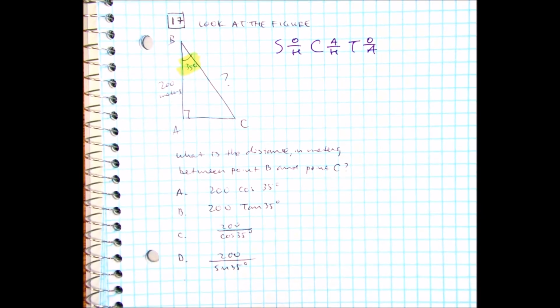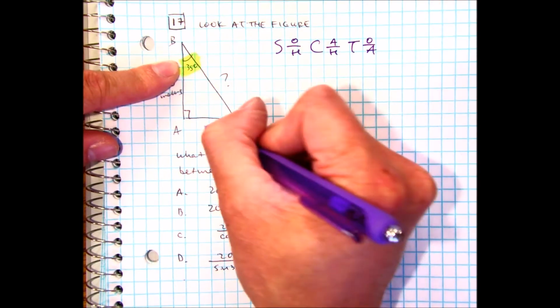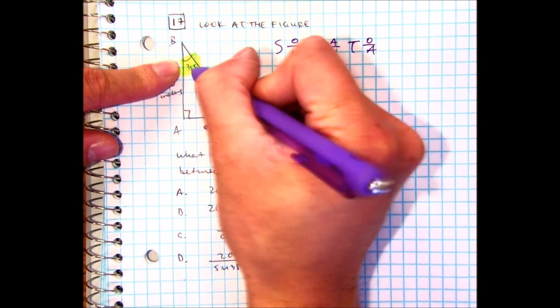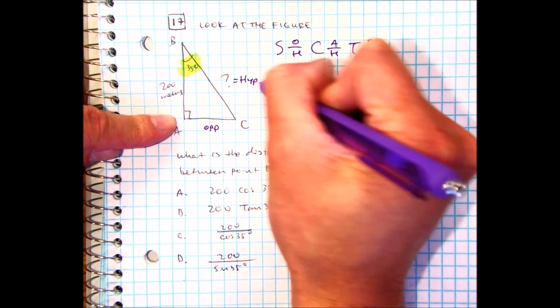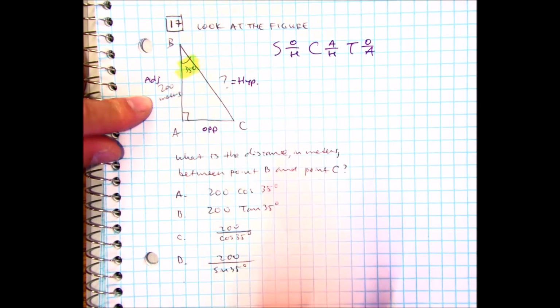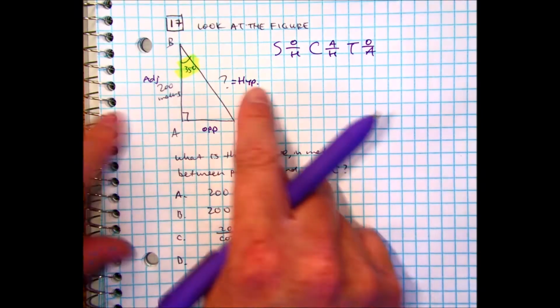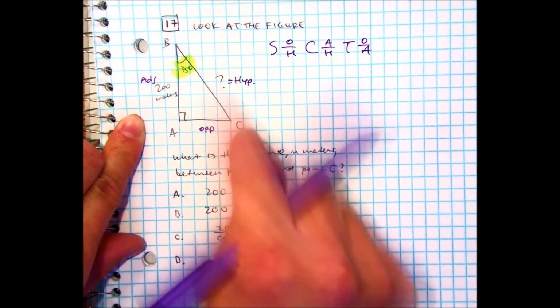SOHCAHTOA. Now with my angle here, I'm going to go across and just label them. I have opposite. Class, this one is called the hypotenuse, and then this one is the adjacent. Now I want you to think about that. I'm trying to solve for this one. We can call it line segment BC.